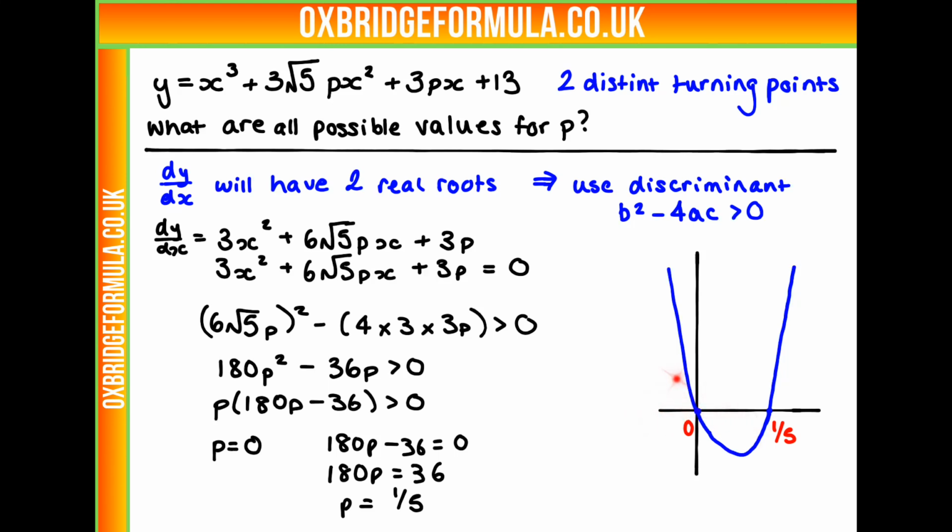So we want anything above this line here. We don't want this bit in the middle. This is less than 0. We want these bits here. So that's going to correspond to p being less than 0, or p being larger than a fifth. So our answers are going to be p is less than 0, or p is larger than 0.2, which is equal to a fifth. So our final answer is answer A.